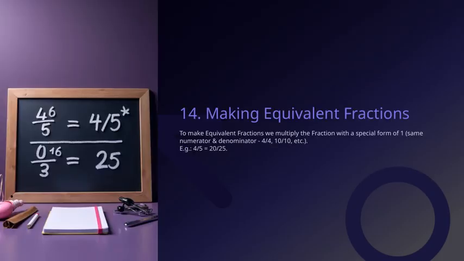Now, let's talk about making equivalent fractions. To do this, we multiply the fraction by a special form of 1. Remember, multiplying by 1 doesn't change the value of the fraction, but it helps us create an equivalent one. This special form of 1 has the same numerator and denominator, like 4/4, 10/10, and so on. For example, if we take 4/5 and multiply both the numerator and denominator by 5, we get 20/25. This new fraction is equivalent to the original because we've just scaled it up equally. This process is a key part of understanding how different fractions can represent the same value, which ties into our overall goal of mastering fraction equivalence.